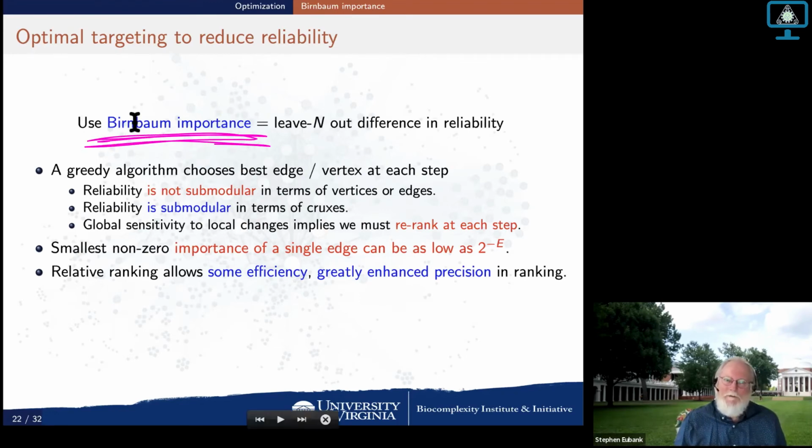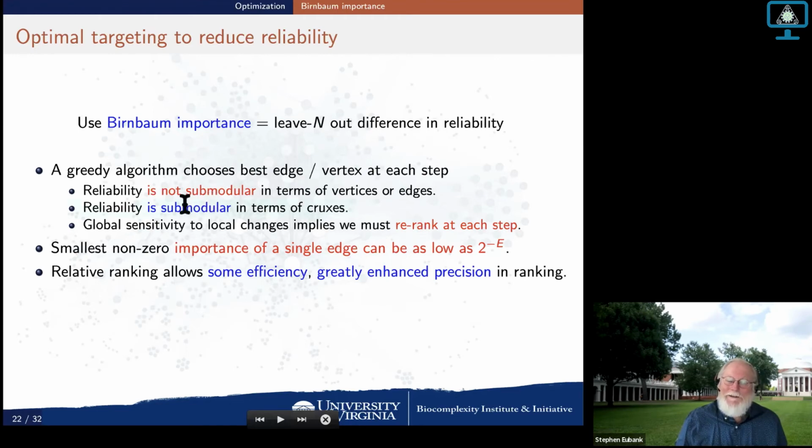And that is something called Birnbaum importance, which is basically just you leave one out, you recompute the reliability, and you see how much you've made it go down or up, depending on what you're trying to do. Again, evaluating the reliability is hard. Approximating it is hard. It's complex. You don't want to have to do this for an exponential number of possible ways to leave one out. So it would be nice to have a greedy algorithm that chooses the best thing to leave out at each step. Unfortunately, reliability is not a submodular function in terms of the vertices or edges. So you can't take advantage of all the wonderful properties of submodular functions and greedy algorithms.